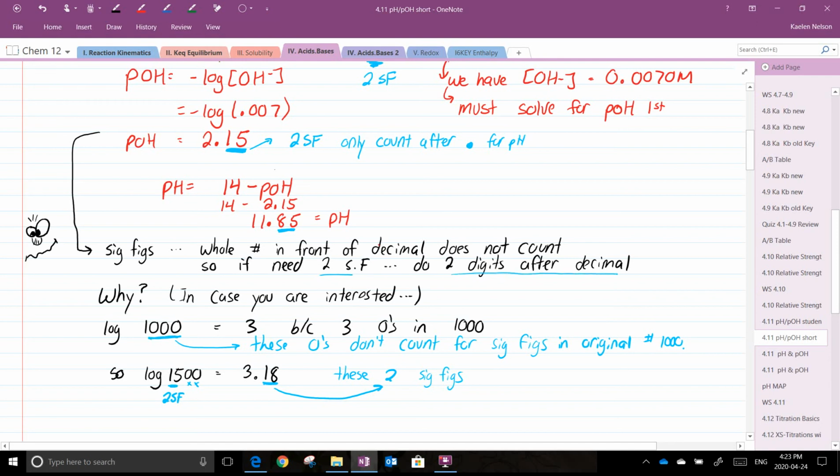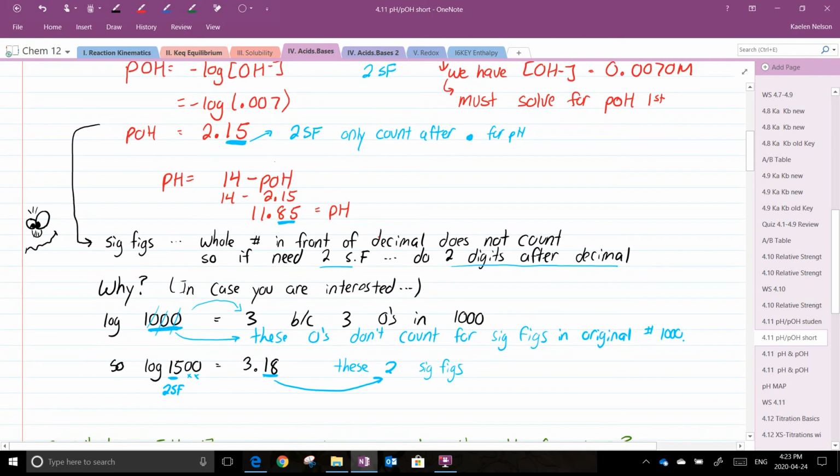Here's the reason. If I take log 1000, my answer is going to be 3. And these 3 zeros did not count when I was doing sig figs, but that is why that answer is 3. So if they didn't count for sig figs in the original number, then we don't count them for sig figs in our answer. So if I need to report an answer to 2 significant figures, for example, log 1500, the 2 here, 0.18, are my 2 sig figs. The 3 came from the log 1000, and these 3 did not count as sig figs in our original question.